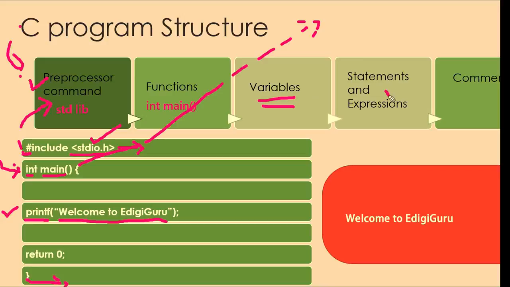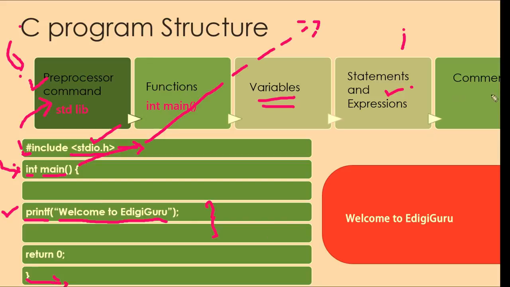The next is statements and expressions. These are nothing but the statements and expressions we could specify over here in this particular block. Every statement should terminate with a semicolon. Here also you could see this is a statement, and it is terminated with a semicolon.